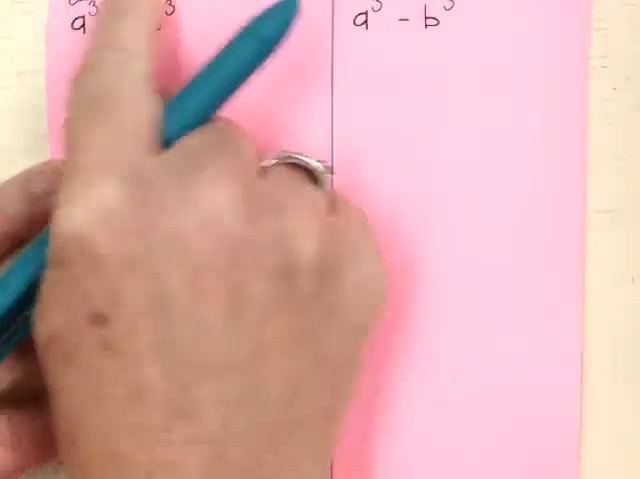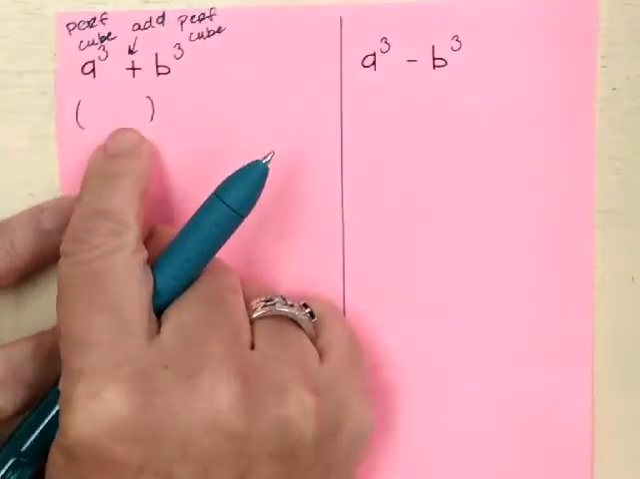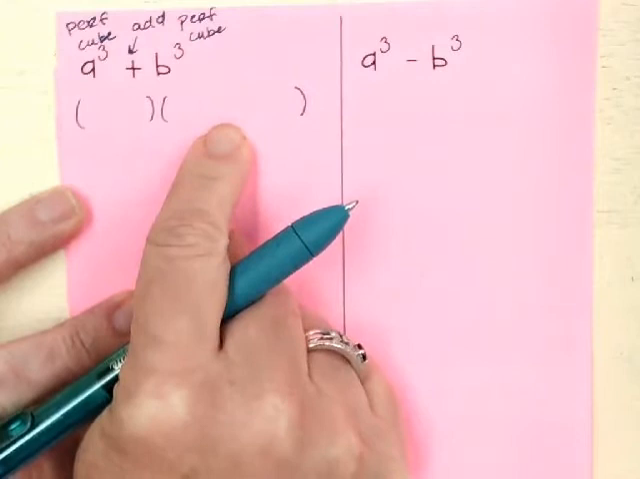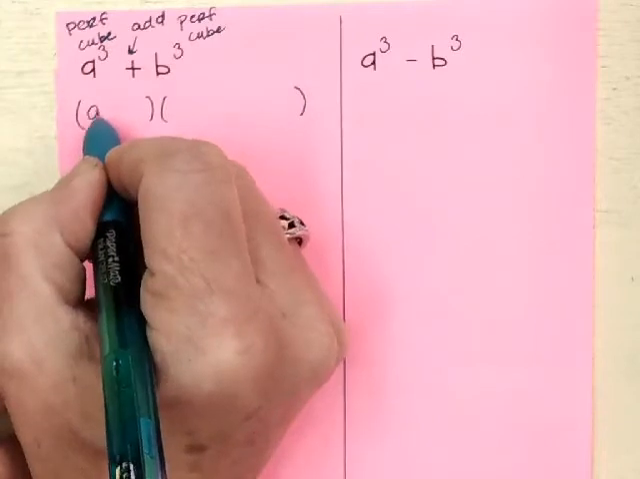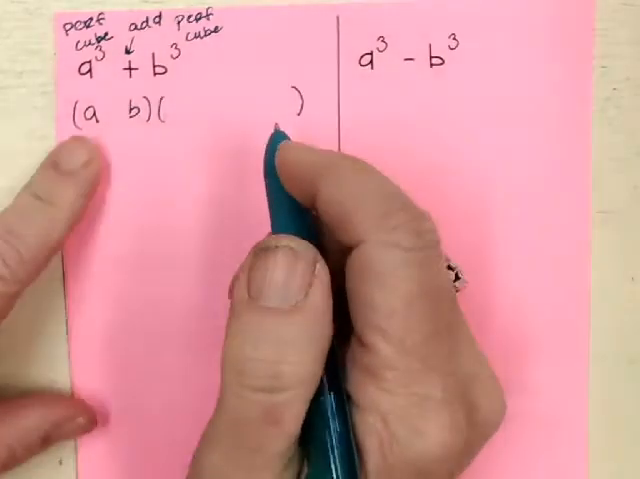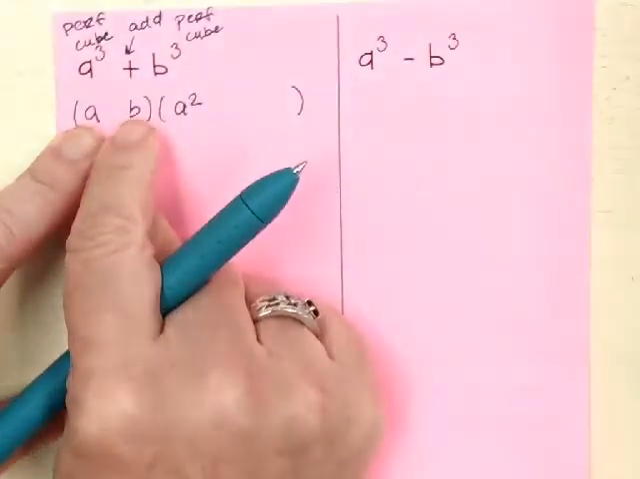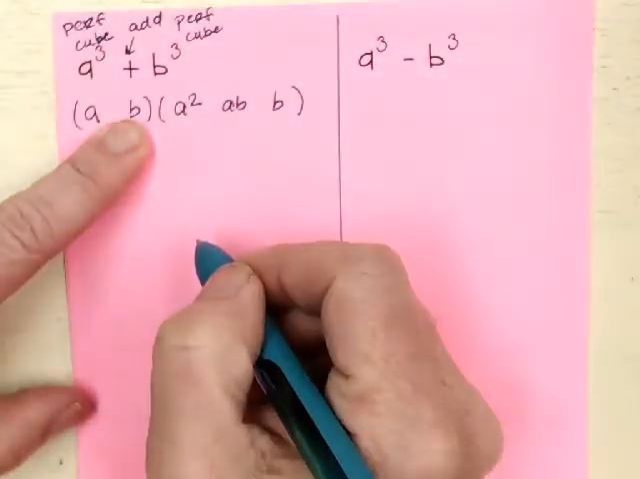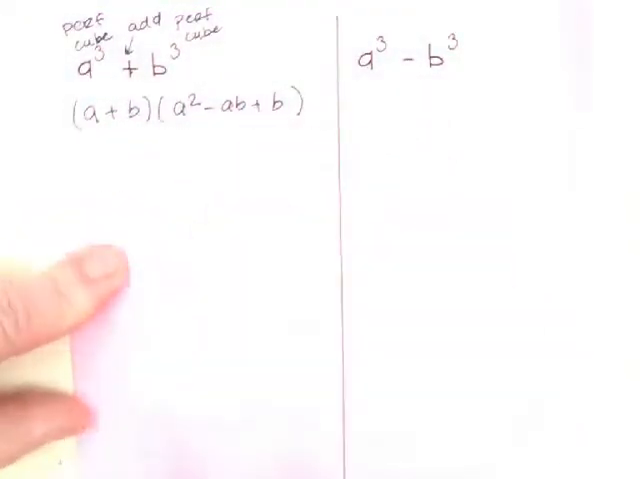If I have a perfect cube plus a perfect cube, you're going to set up two sets of parentheses. One is going to be a binomial. The other is going to be a trinomial, 2 terms, 3 terms. You got to know those cube roots. So the cube root of a cubed is a. The cube root of b cubed is b. We'll worry about signs at the end. For the first term in my trinomial, you square this one. You multiply these two things together, and you square this one. And your signs, if this is a plus, then your signs are plus, minus, plus every time.